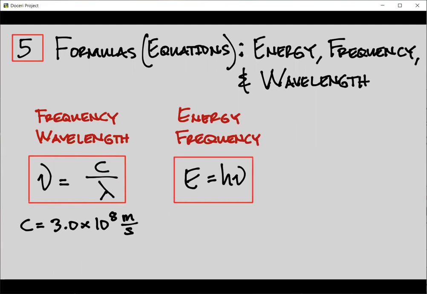The second important equation here is E equals Planck's constant times frequency. And this basically relates energy and frequency. So energy is capital E, and frequency is the Greek letter nu. You can see that they are directly related. So if you increase one, the other one also increases. If you were to increase frequency, you're also increasing energy because you're multiplying frequency by Planck's constant. And Planck's constant is equivalent to this number right here, 6.626 times 10 to the negative 34th joules second.